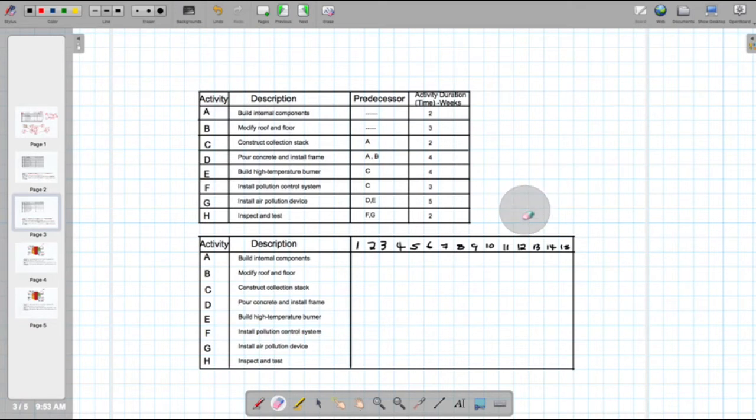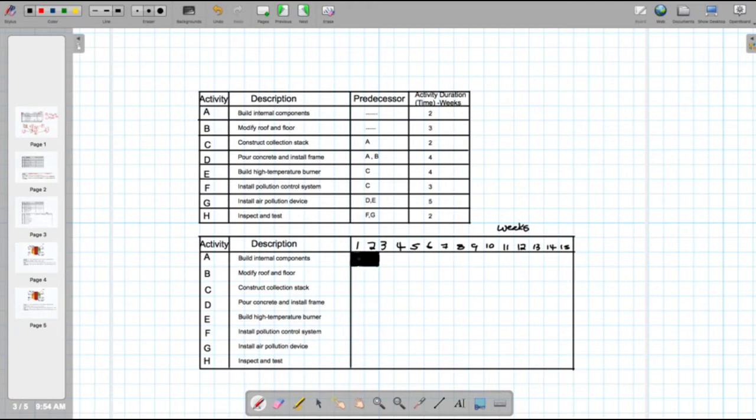So this is in weeks. We have that this information, the duration, is given in weeks. So what we do, let me just indicate this. This is weeks. Now by looking at our information that is given there, you see activity A, which is to build internal component. It's going to take us 2 weeks to do that, so we just highlight this. By the second week we will be able to finish this. Okay, then we move on to B.